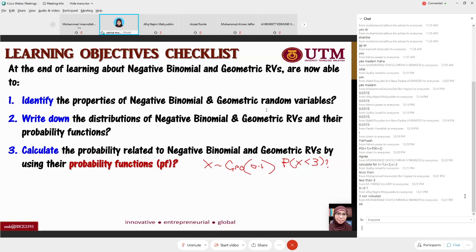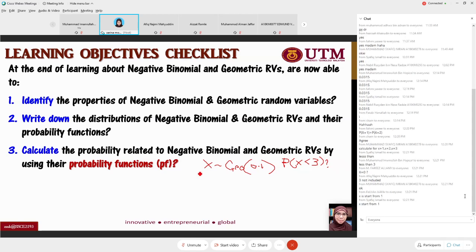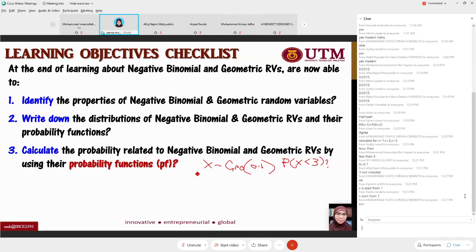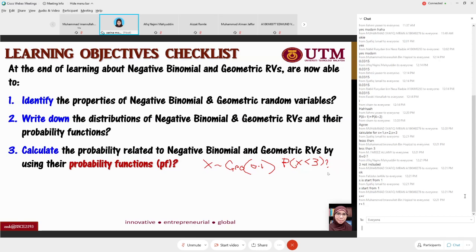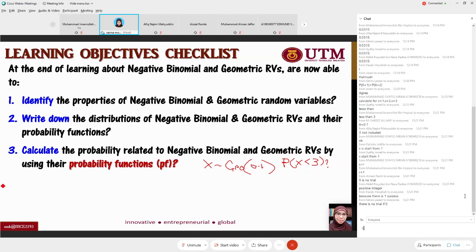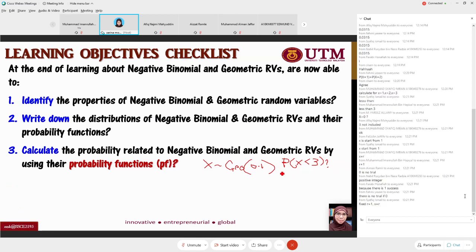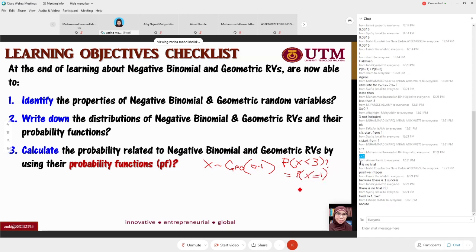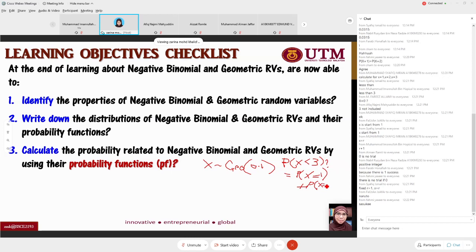Why is it not 0? Your friend asked us here. Faris Alani asked, why is it not 0? Anyone can answer that? Why is it only 1 and 2? So this is P(X=1) plus P(X=2) only. Why is it not 0?